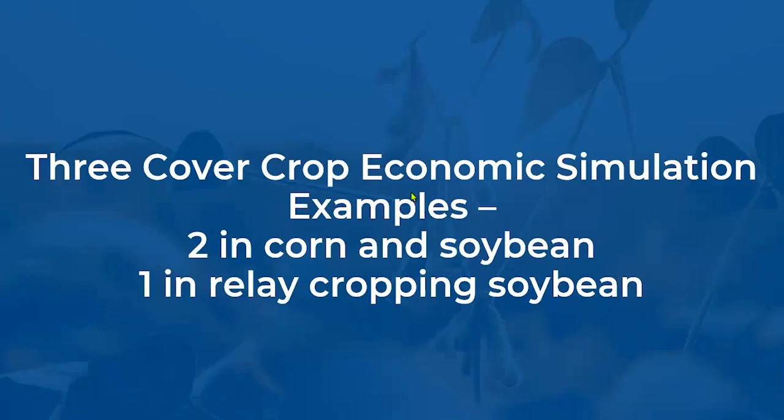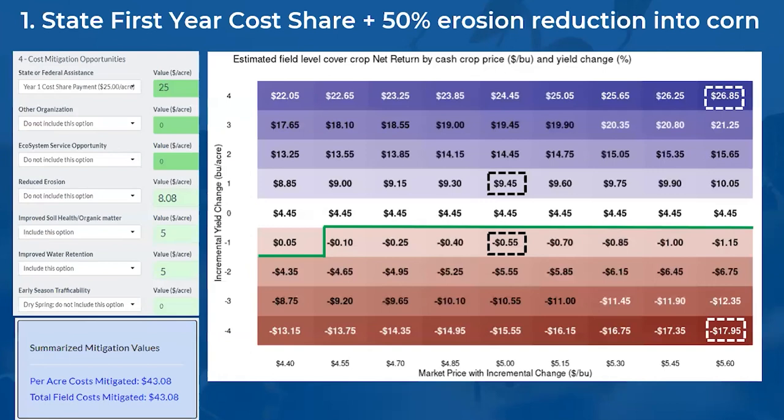So now let me take a look at 3 cover crop economic simulation examples. I'm going to show 2 that are in both corn and soybean and 1 that is in relay cropping with soybean. So let's just say then in the cost mitigations, we are looking at a first year cost share payment. We're looking at erosion reduction of $8 an acre.